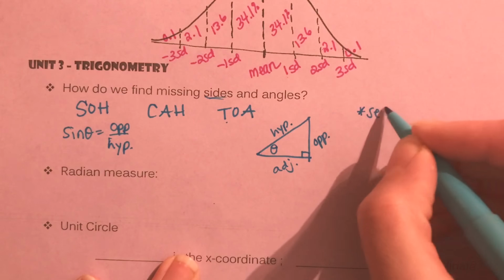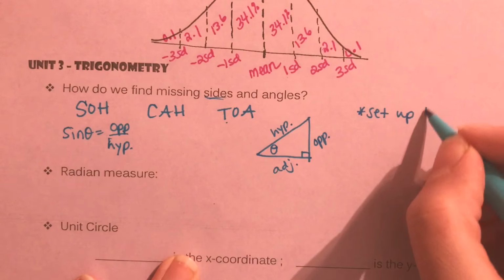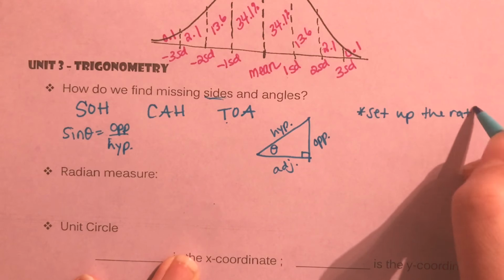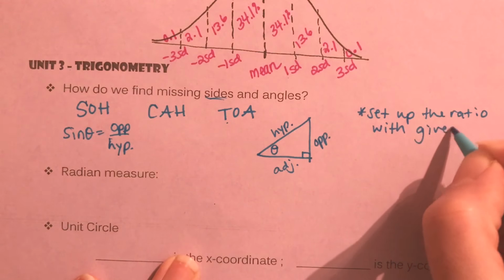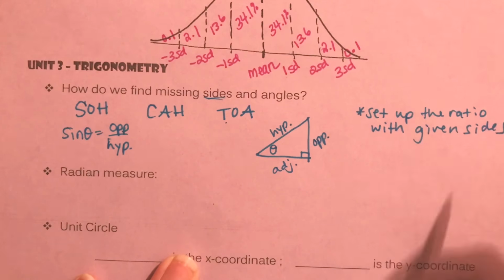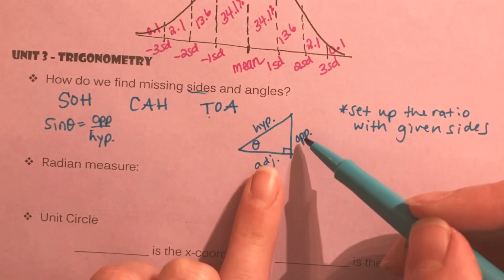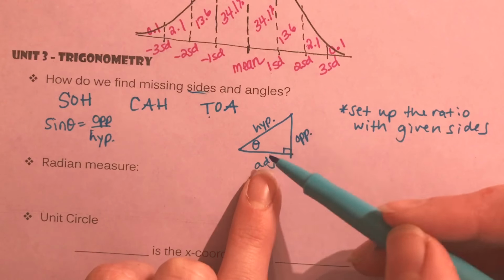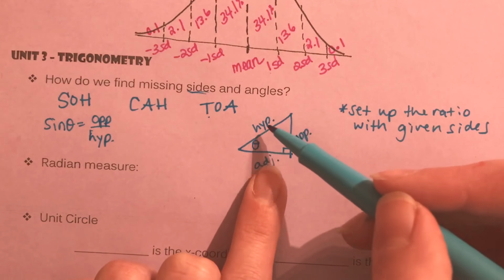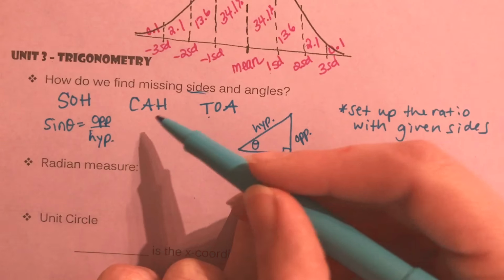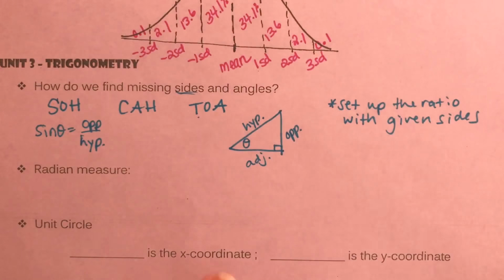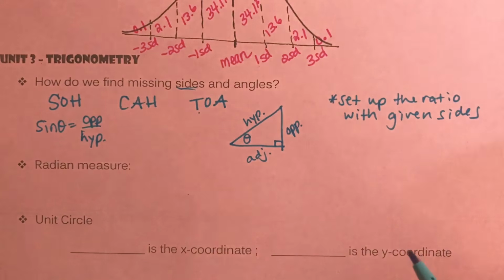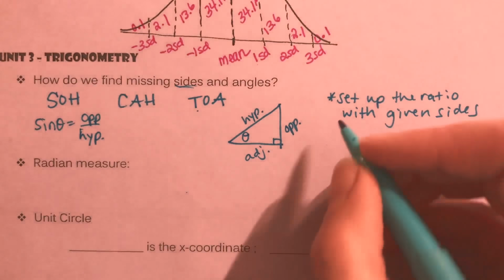So if you're looking for sides and angles and you have one of your trig ratios, you want to set up the ratio with the given sides. So if you're dealing with these two sides, that's opposite and adjacent, so you would use tangent. If you're dealing with these two, you would use cosine. But these two, you would use sine. So if you are trying to find a side, you'll be given the angle.